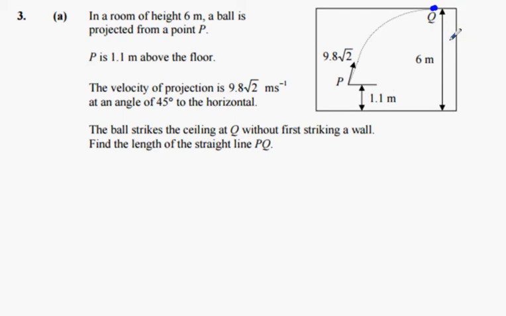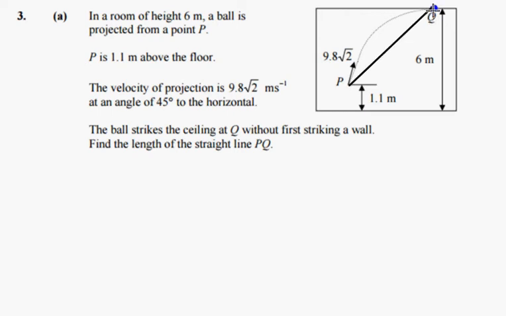So where is the wall again? Ceiling before wall. It doesn't give me how far the wall's away because it doesn't really have to. It just says that it hits the ceiling before the wall. Find the length of the straight line PQ. It wants me to find this distance here, doesn't it?